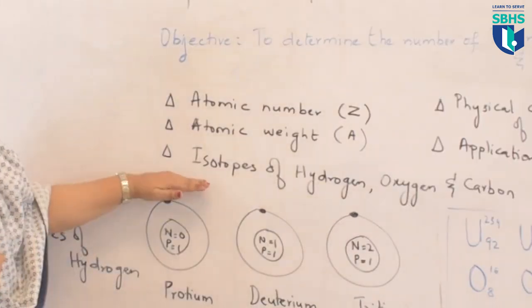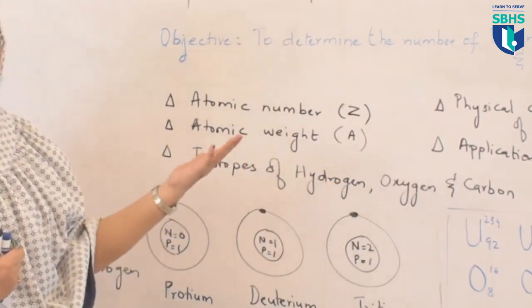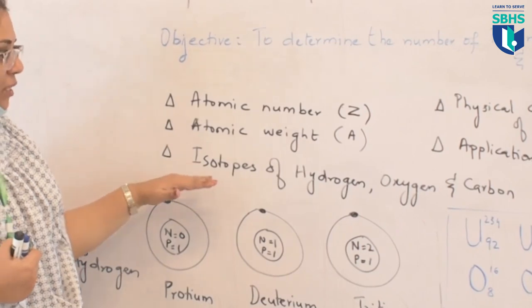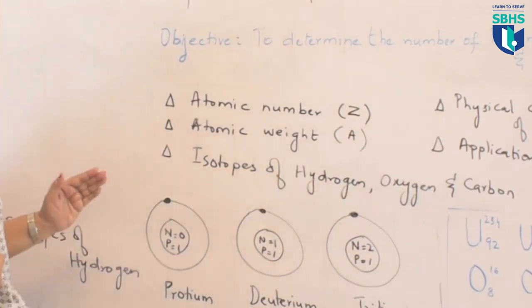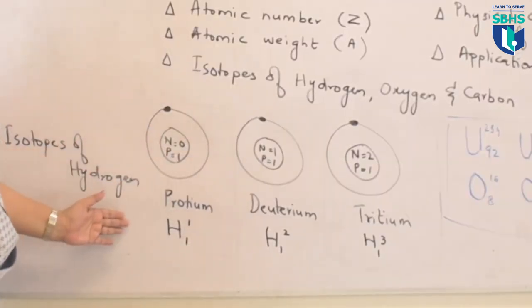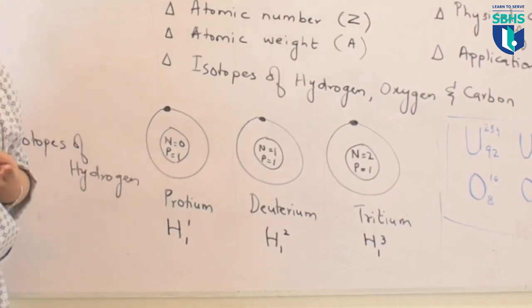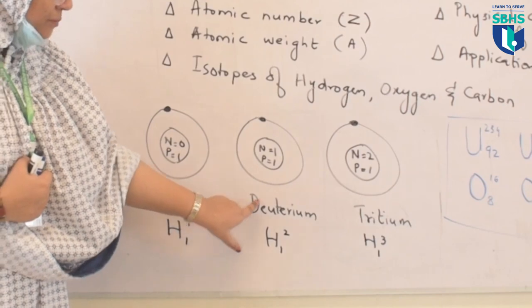Now, the topic is isotopes of hydrogen, oxygen and carbon. There are many other elements which have isotopes, but today I have focused on hydrogen, oxygen and carbon, right? As you can see, the diagrams I have made are of the isotopes of hydrogen. There are 3 isotopes of hydrogen. They are named protium, deuterium and tritium.